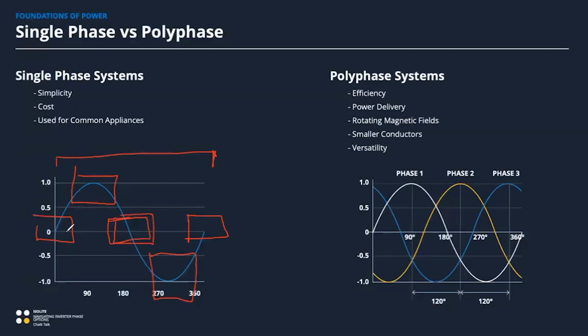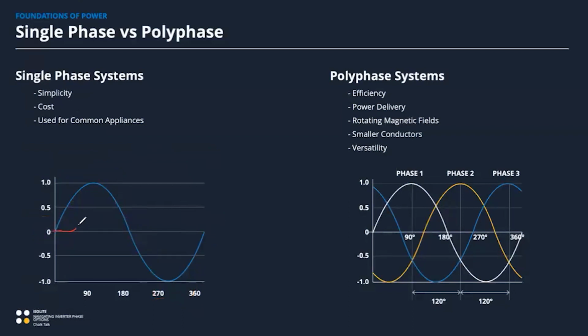So if you look at how power ends up being delivered to loads, it's really kind of like this, which is very inefficient, and it causes harmonic distortion. It has all sorts of bad effects. And this is the reason why we don't just use single phase, we use multiple phase.